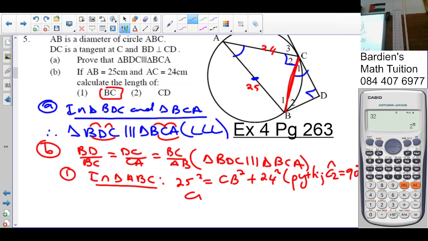So CB works out to be 25 squared minus 24 squared, and the root thereof is going to give you 7. So that's going to give you 7 centimeters. You all okay with that? Any confusion? No?